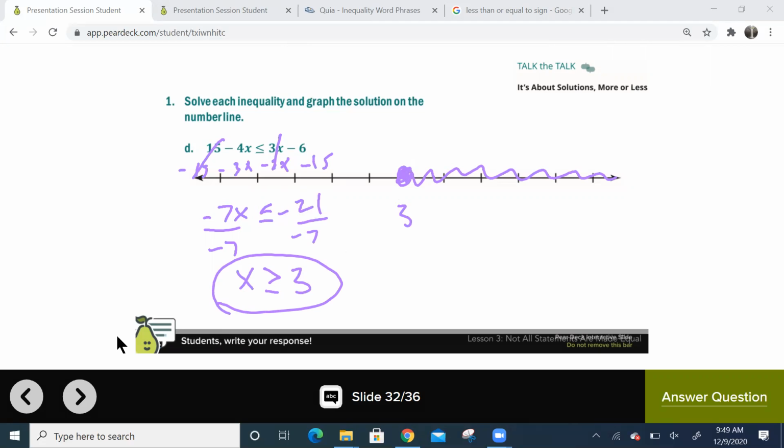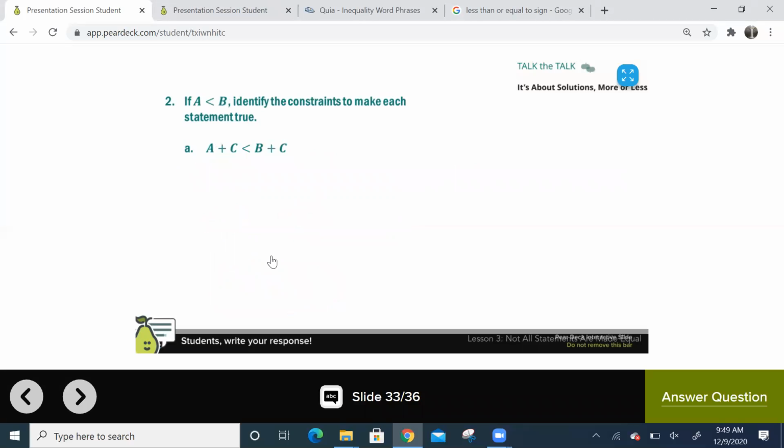Write down the answer. And let's see. If A is greater than B, identify the constraints to make each statement true. So if A is less than B, there's no constraints, so it would be all. So the statement is true for all values.